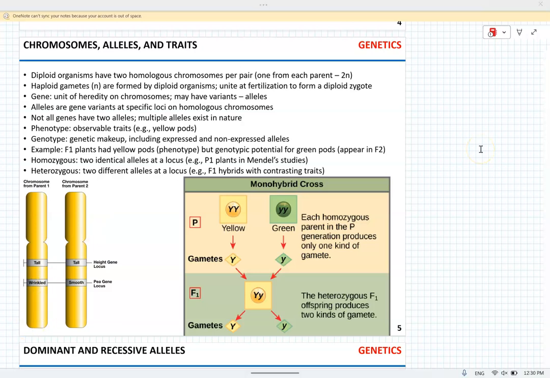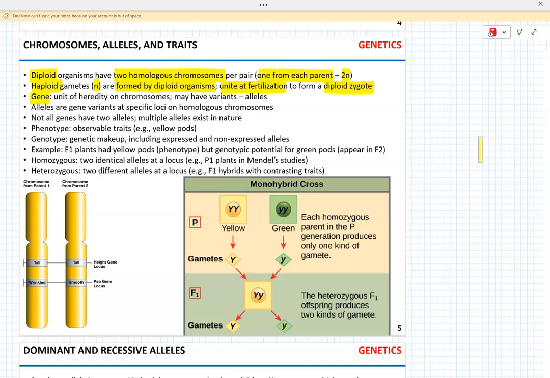Now let's talk about the molecular basis for Mendelian genetics. As we discussed before, organisms that are diploid have 2 homologous chromosomes, inherited from each parent. So they have a 2n chromosome number. Haploid gametes that have n chromosomes are formed by diploid organisms during meiosis. These haploid gametes unite at fertilization and form a diploid zygote.